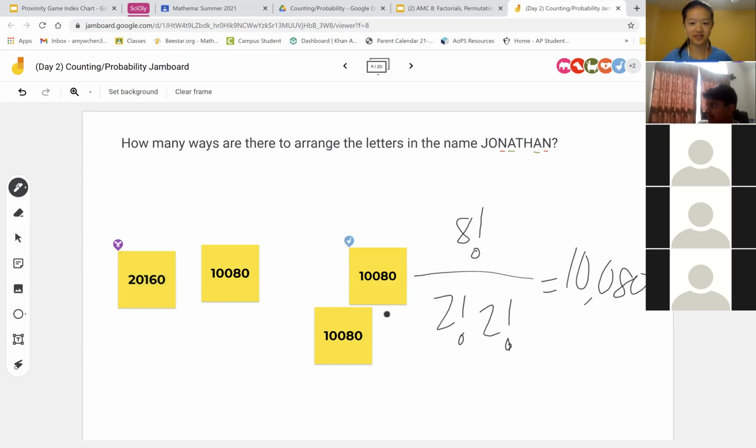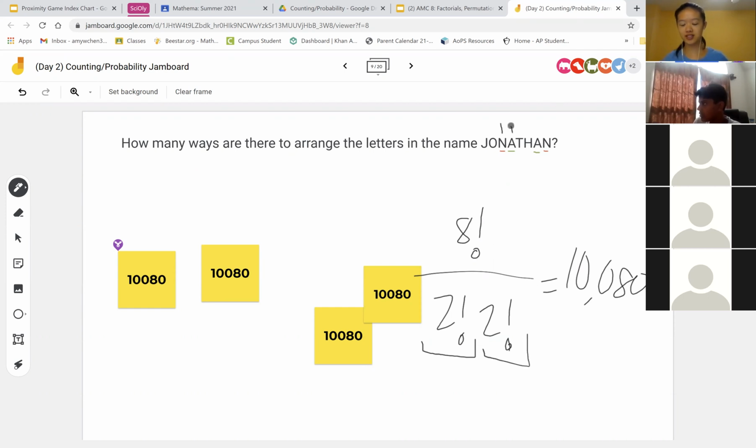So it'd be 8 factorial divided by 2 factorial divided by 2 factorial? Yes. We divide by these because of the repeated letters. Questions? So if there were 3 n's, you divide by 3 factorial? Yes. And if there's 4 n's, you divide by 4 factorial.